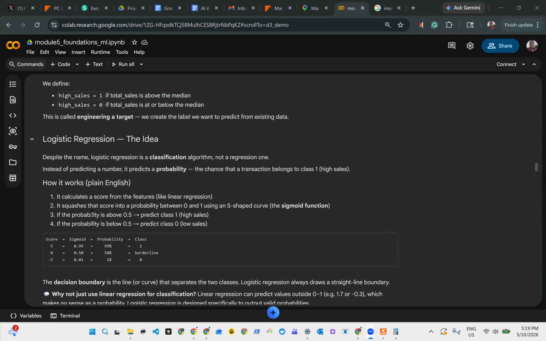So how does it work? The first thing is it calculates a score from the features, just like we did in linear regression.